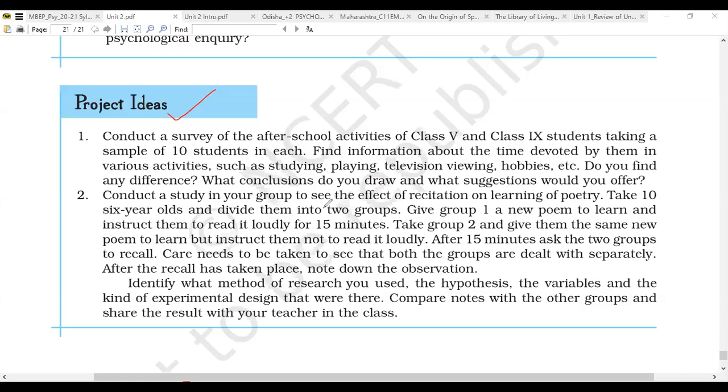We have very short time. If you can see these two studies, there are two studies which you have to make in a very short time.